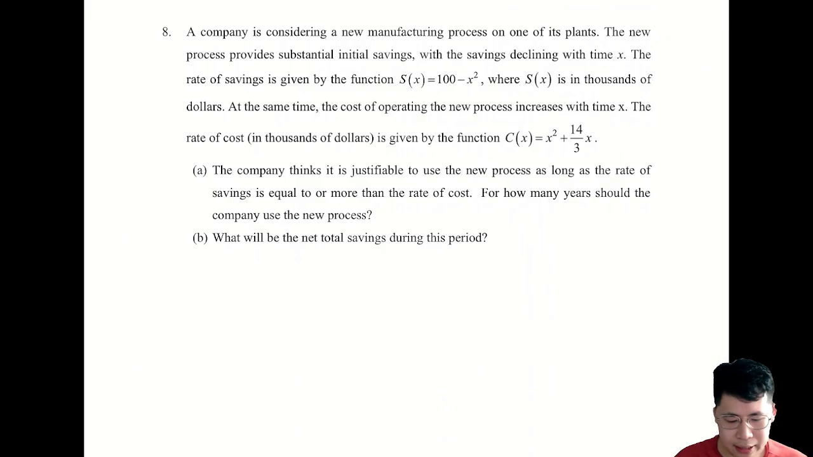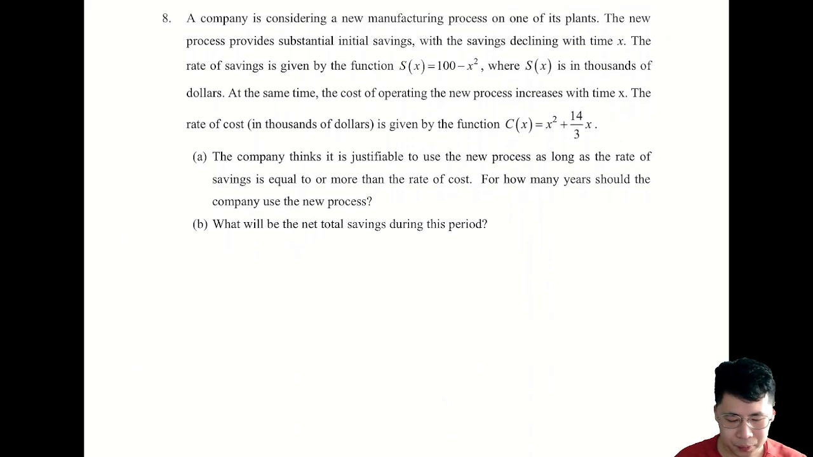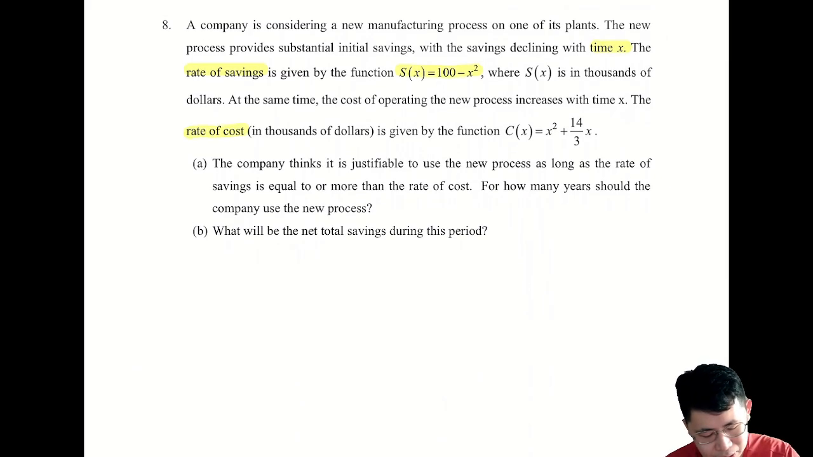Okay, so for question 8, let's take a look at this question. A company is considering a new manufacturing process on one of its plants. The new process provides substantial initial savings, with the savings declining with time x. So x over here refers to time, right? So that is the first information over here. Now we have the rate of savings given by this function, and then we have the rate of cost in thousands of dollars given by this expression over here. So this is the information that we'll be using.